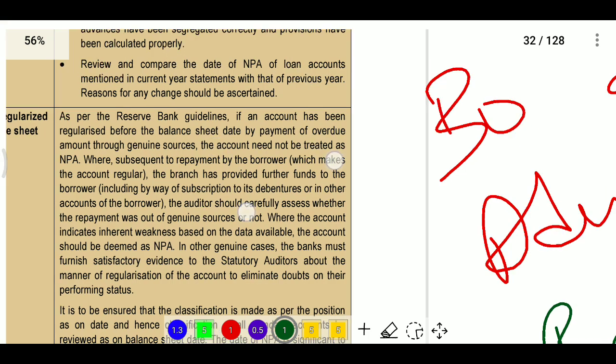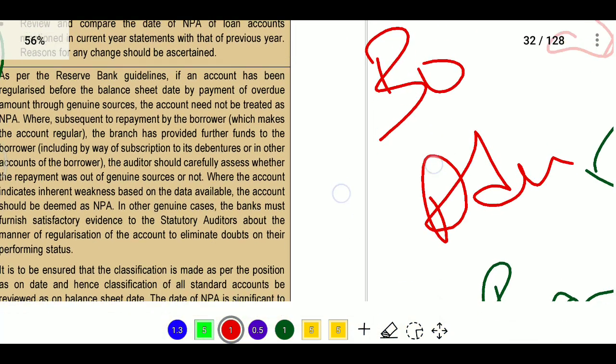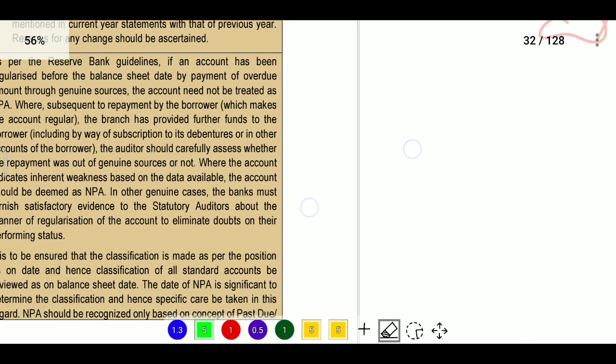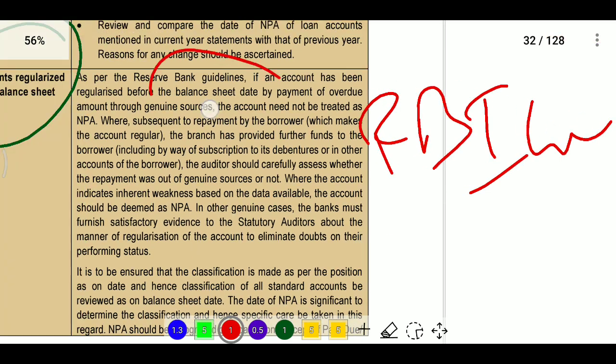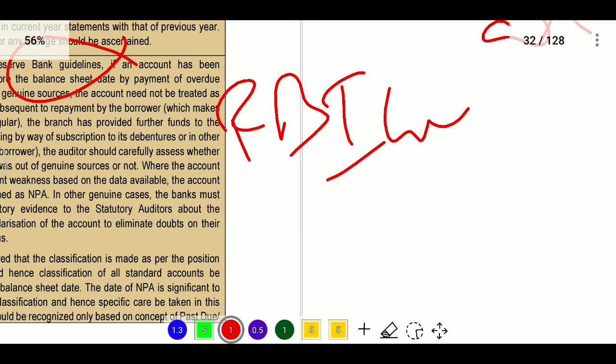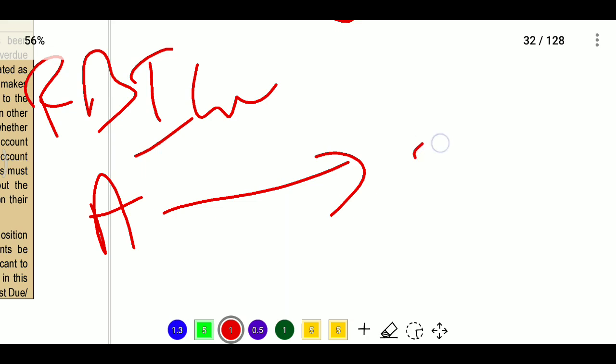Next, accounts regularized near the balance sheet date. How do we treat accounts regularized near the balance sheet date? Firstly, we need to check as per RBI guidelines. If an account has been regularized before the balance sheet date by payment through a genuine source, the account need not be treated as NPA.